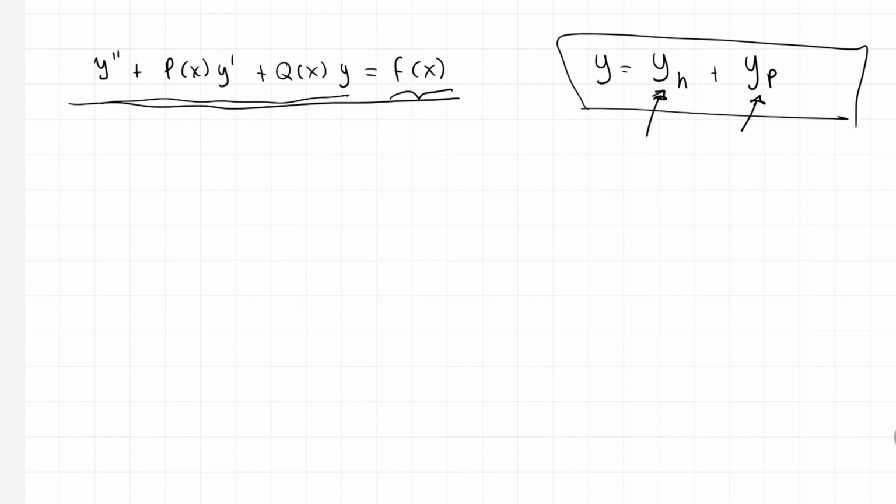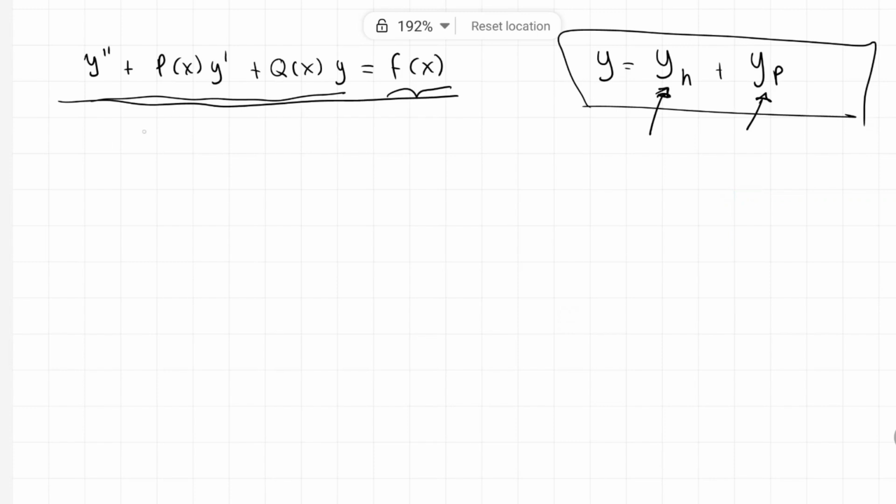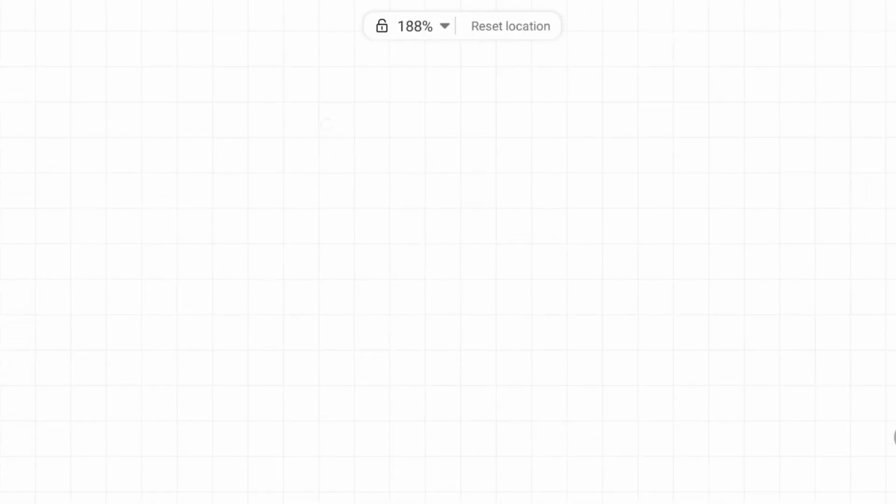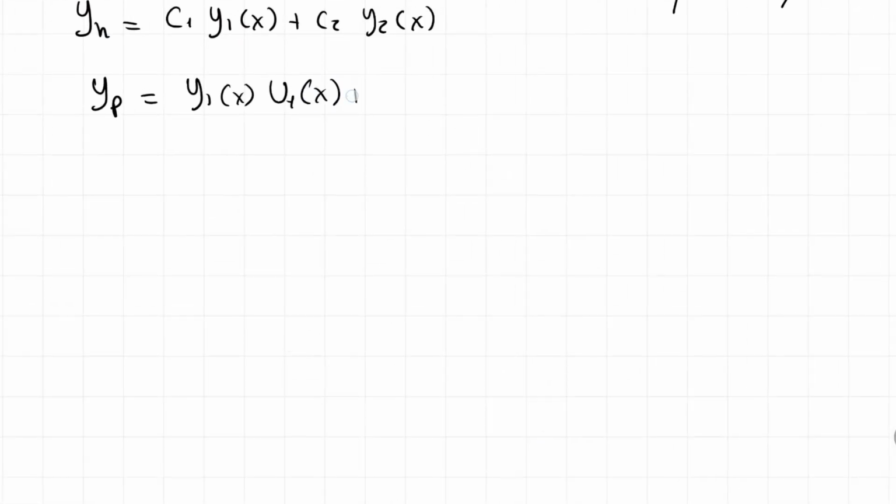So in the first video, we deduced the method of variation of parameters to solve these kinds of equations. We saw that if we have a solution for the homogeneous equation, y sub h equals c1 times y1 of x plus c2 y2 of x, where y1 and y2 are linearly independent functions, we can establish a particular solution given by y1 of x times u1 of x plus y2 of x u2 of x. The mission was to find u1 and u2.